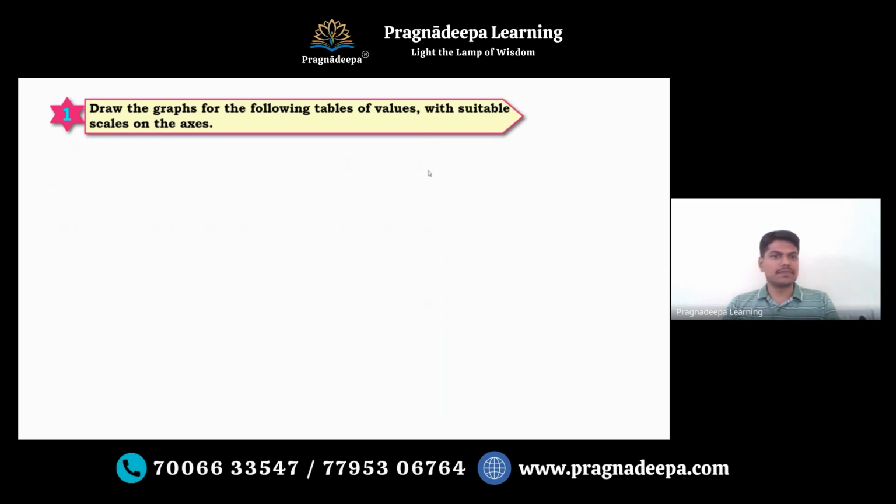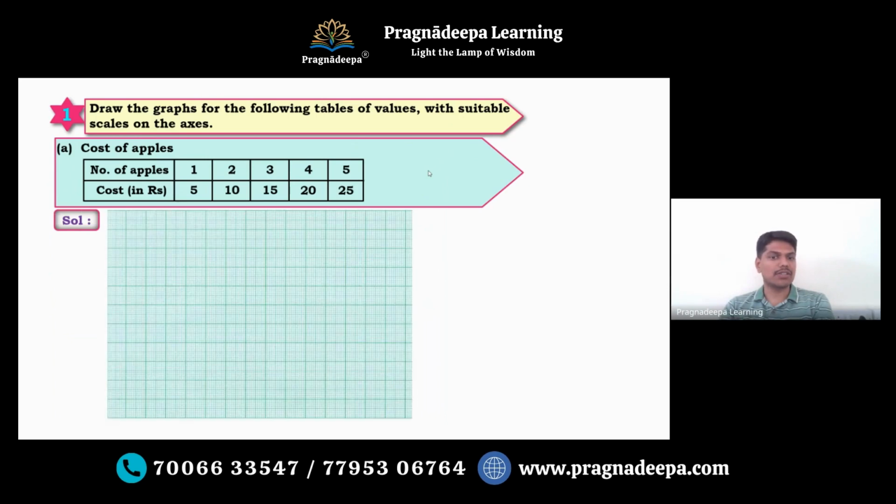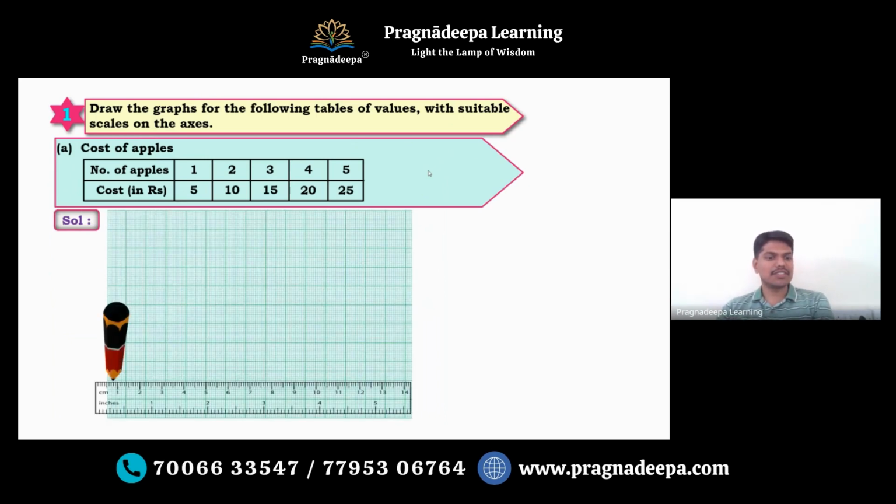Siddhant. Yes, sir. Draw the graphs for the following tables of values with suitable scales on the axis. So what is the thing? They have given the number of apples and the cost in rupees. Usually, the number of apples we will plot on the x-axis, and the cost on the y-axis. Okay? Yes, sir.